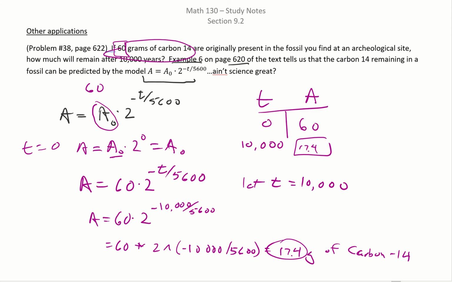This is one of the ways that scientists, you've heard of carbon-14 dating, are trying to figure out the age of archaeological specimens. And that's it. There you go.